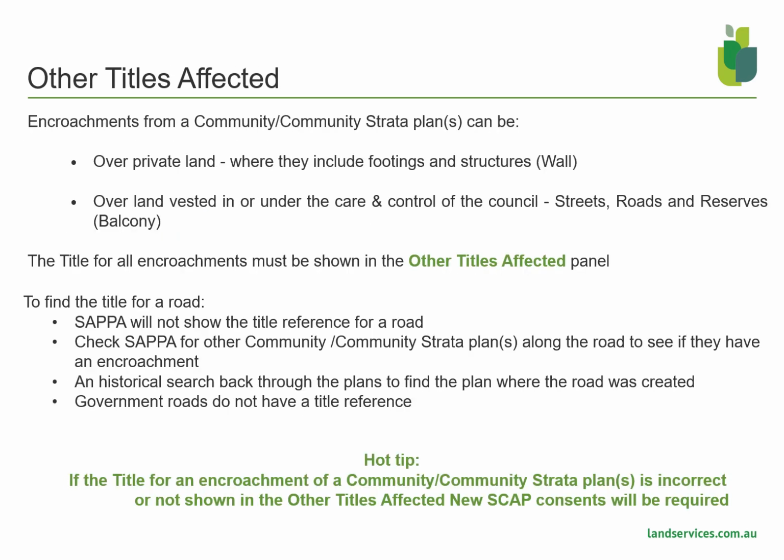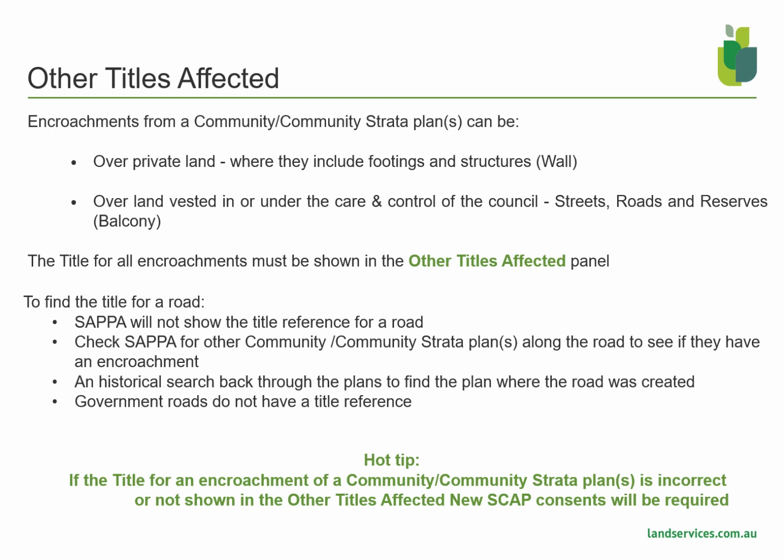The Other Titles Affected is required to be shown where there is an encroachment from a community plan over private land or land vested as a road. You can use the SAPA website to find the title of the private land that the encroachment is over. It can be harder to find the title for the road, as SAPA will not show these title references.